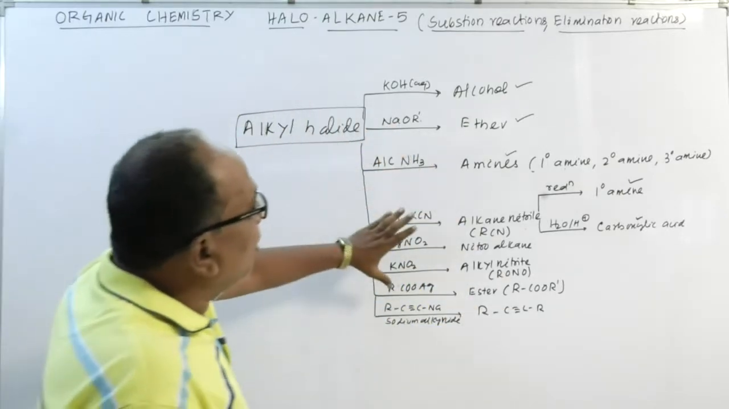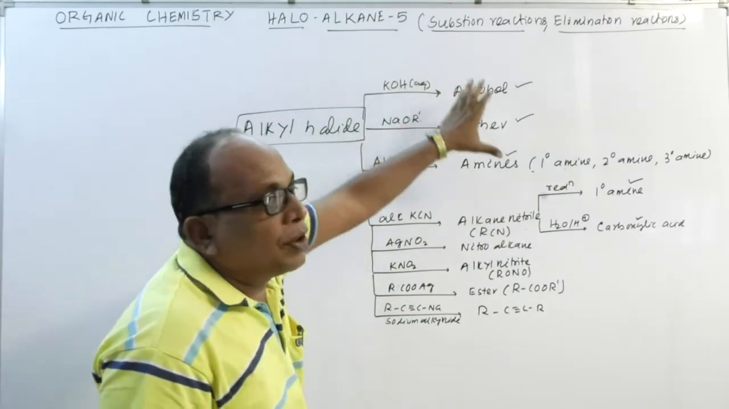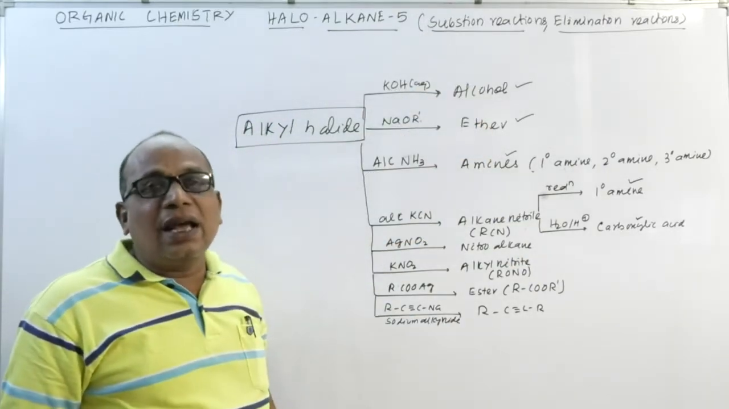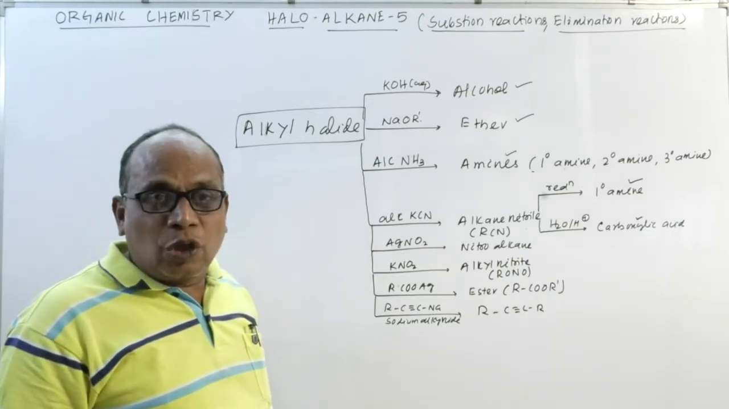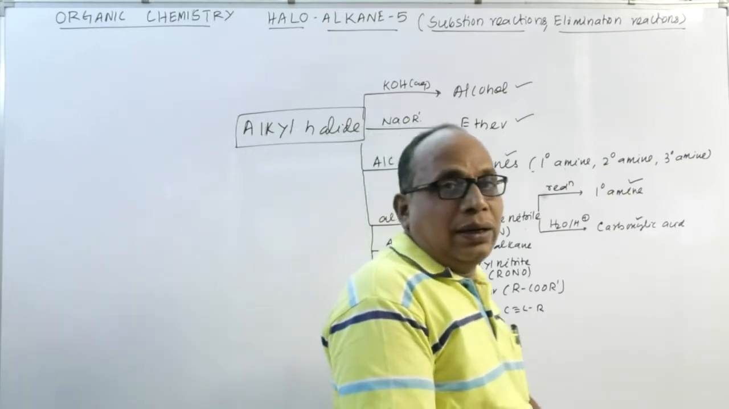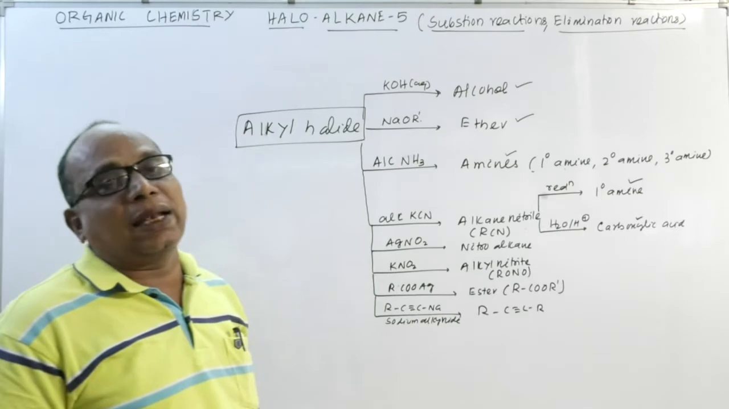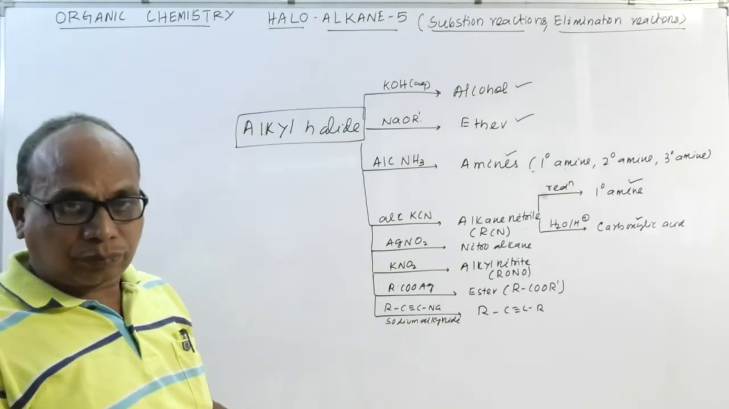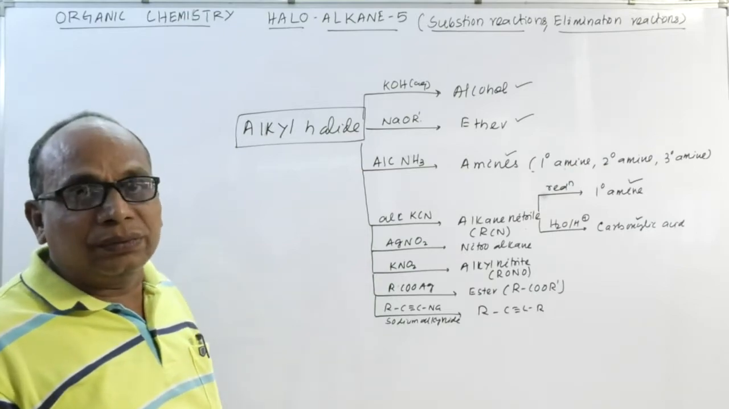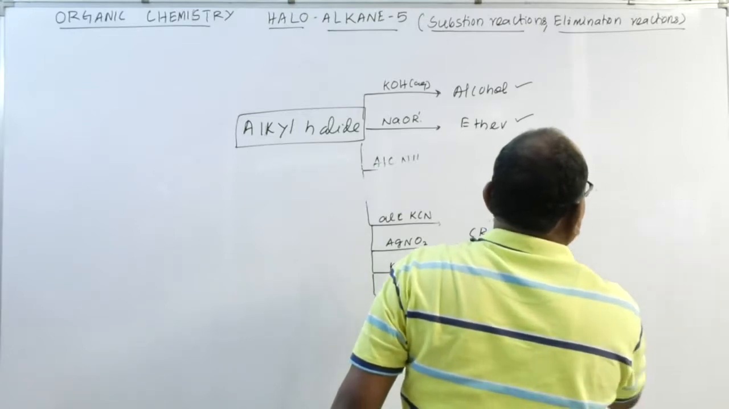You remember how the X of the alkyl halide gets converted to different essential or required functional groups. You will discuss one by one. You write this table and remember this, how the alkyl halide gets converted into various classes of organic compound. Okay students, first we come to the substitution reaction.